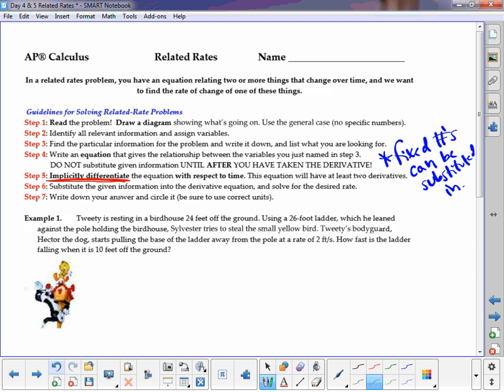And in the end, make sure you actually answer the question, just like with optimization. So it's going to be similar to optimization in that we're dealing with multiple pieces and various equations, kind of relating what we're working with. But with related rates, we have multiple rates that are happening, whereas in optimization, we're trying to maximize the value. Okay, so let's just go and dive in with example 1.